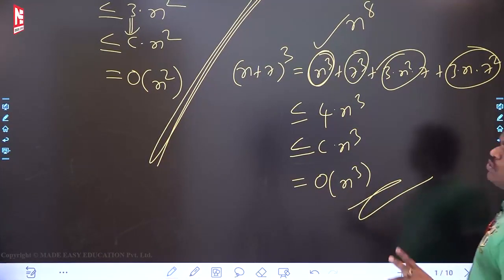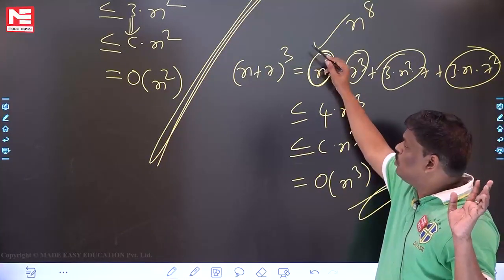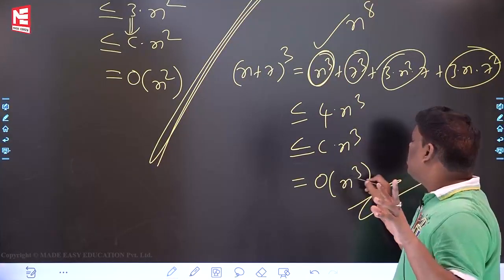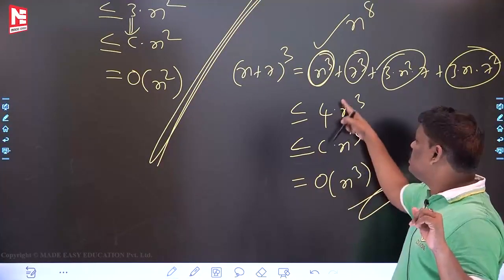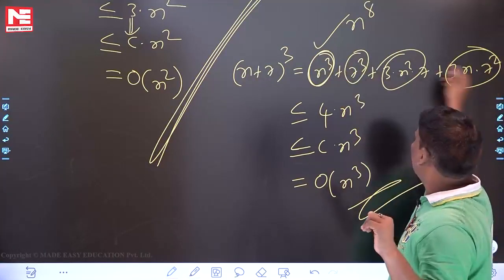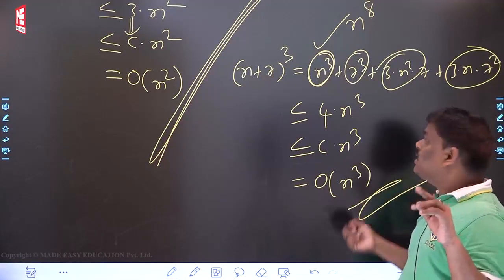Now I think it is the correct time to ask you, please help me now. (n plus 7) whole cube is, right, big O of n cube. Is it right or wrong? Yes, right. Can you say for which c value big O is possible? c value 4, right? I think totally 4 terms are there, so I wrote 4. Because I have taken the larger one, big O. The actual thing is this.